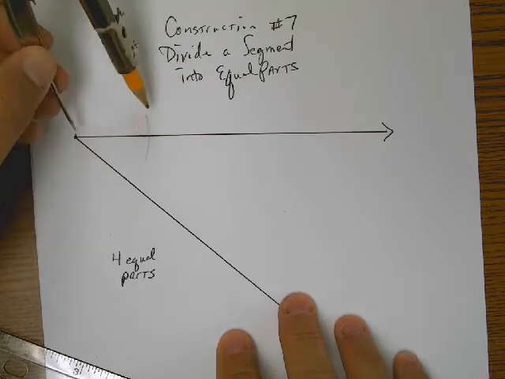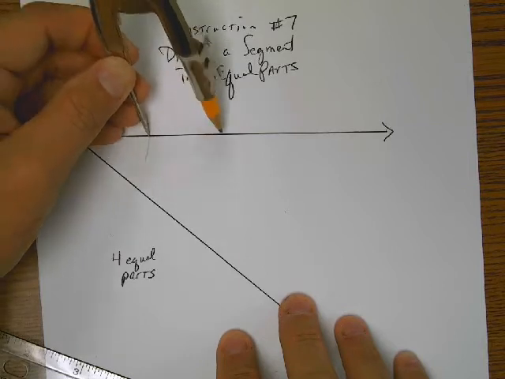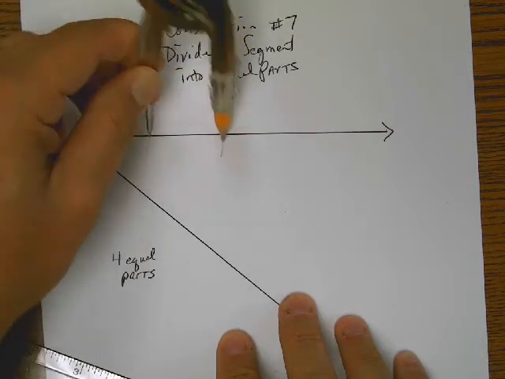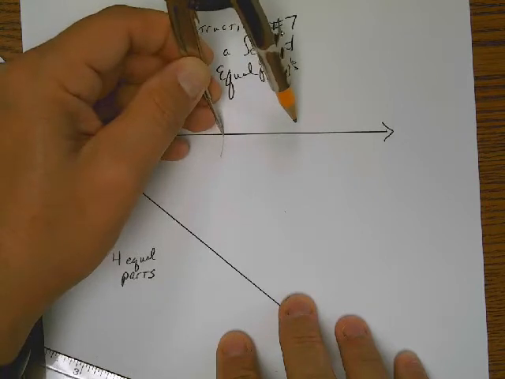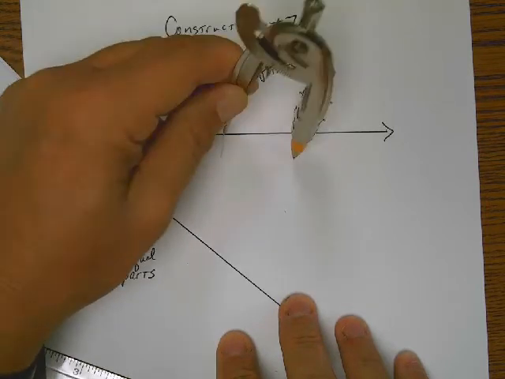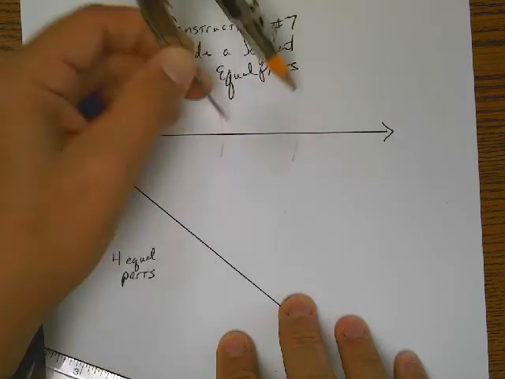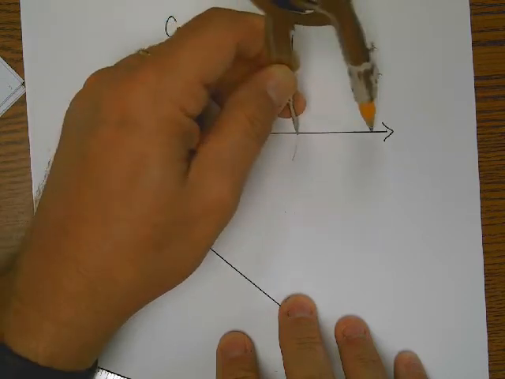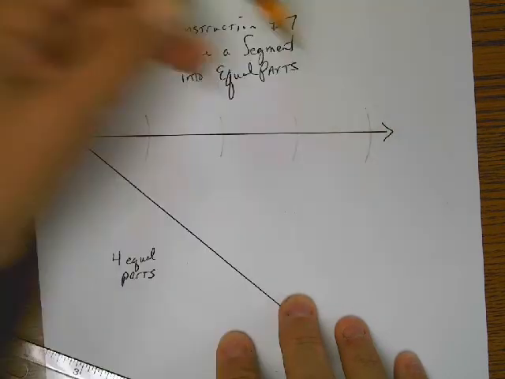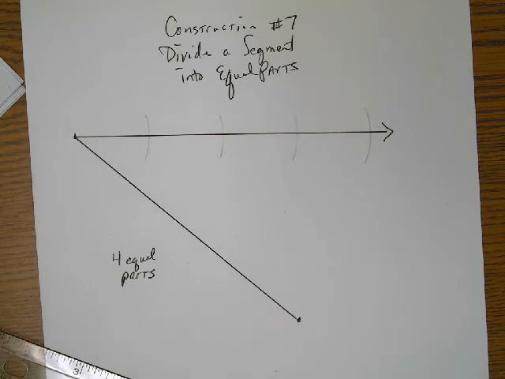1, and then I go right where that intersected and just do it again. 2, 3, 4. All right, I'll let you do that.